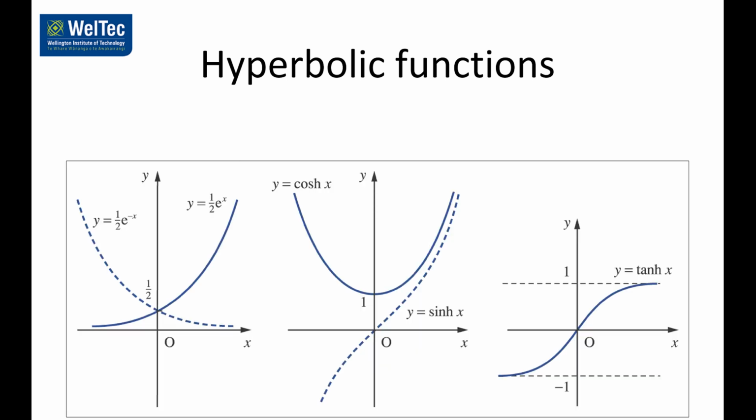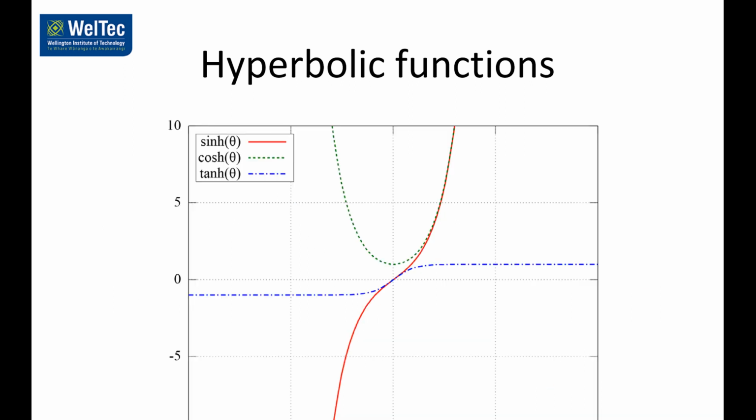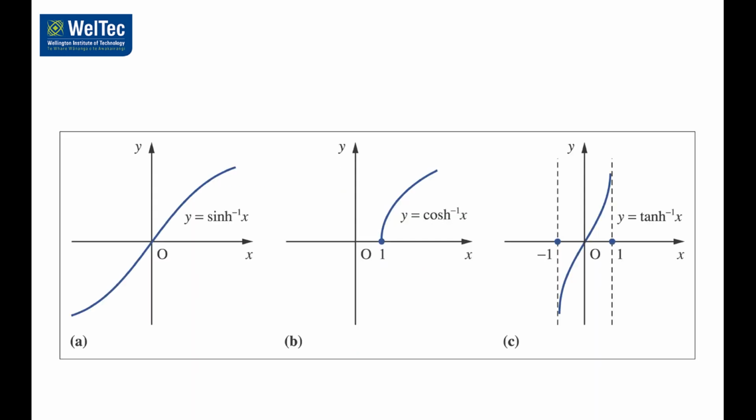Putting them all together in one place, you can see there e to the negative x divided by 2, e to the x divided by 2 in the left-hand diagram. Then you can see cosh and its relationship to sinh, and in the third diagram you can see tanh. This diagram has sinh, cosh and tanh all on the same diagram, so you can make a comparison. We can also graph the inverse functions by reflecting the curves in the line y equals x.